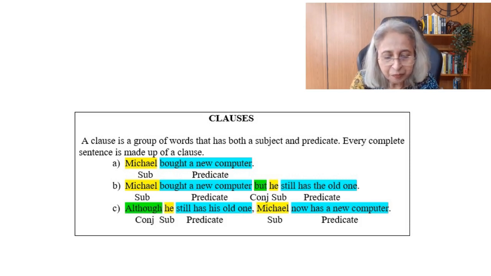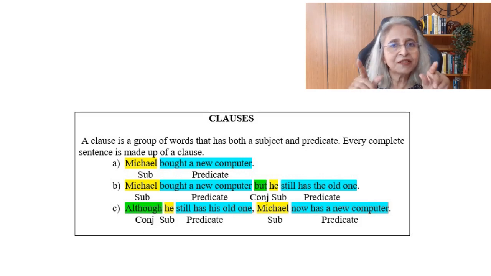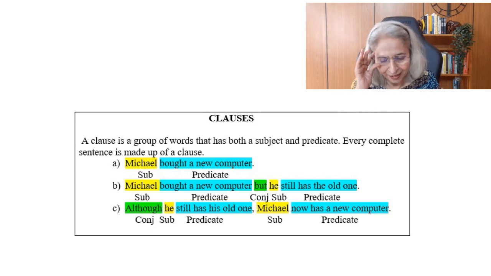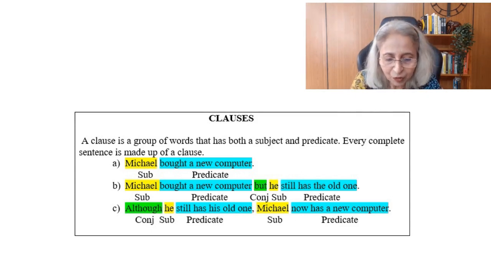Now, both Michael bought a new computer, and he still has his old one, can stand by themselves. If you whip out the but and read the sentences as separate units, you'll realize that they are totally independent, they make sense, and both are clauses. And you call them independent clauses because they can stand by themselves. Now look at the third sentence.